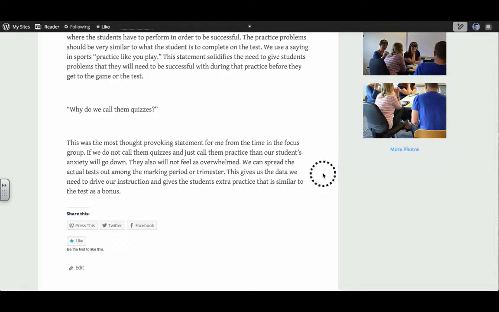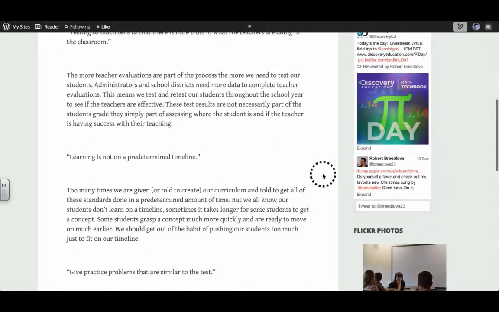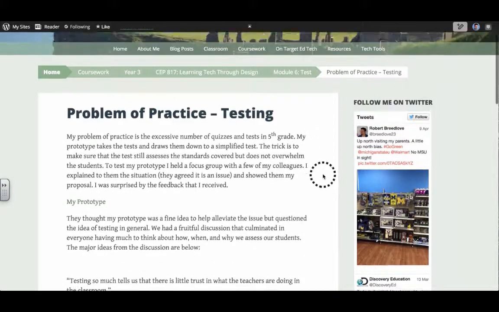So I think it's definitely something that we need to continue to work on, but there's definitely a couple things that we can try out in the classroom to get things on the right page.